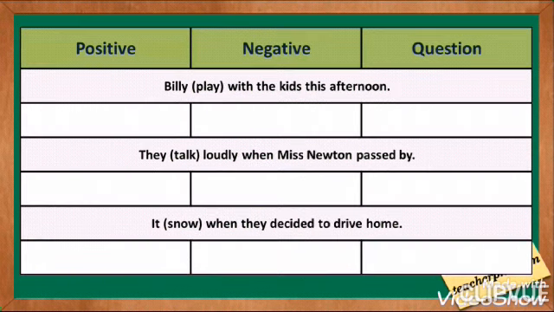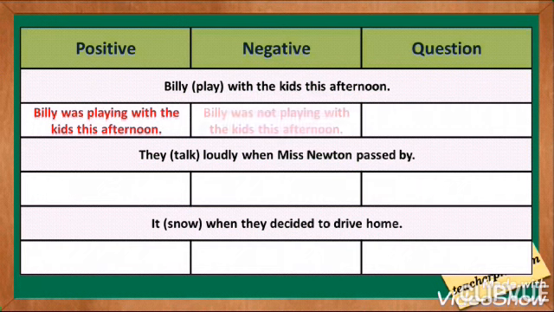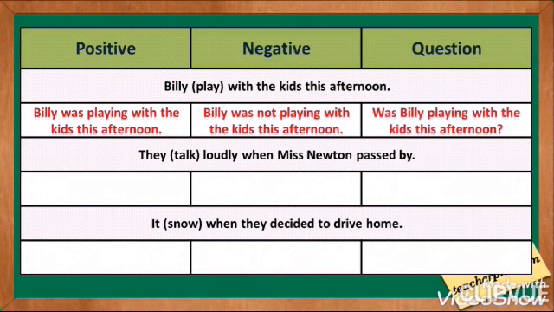Another exercise for us, Billy played with the kids this afternoon. This afternoon is a certain time in the past. So the verb will be in the past progressive, like Billy was playing with the kids this afternoon. The negative: Billy wasn't, or was not, playing with the kids this afternoon. The question: was Billy playing with the kids this afternoon?